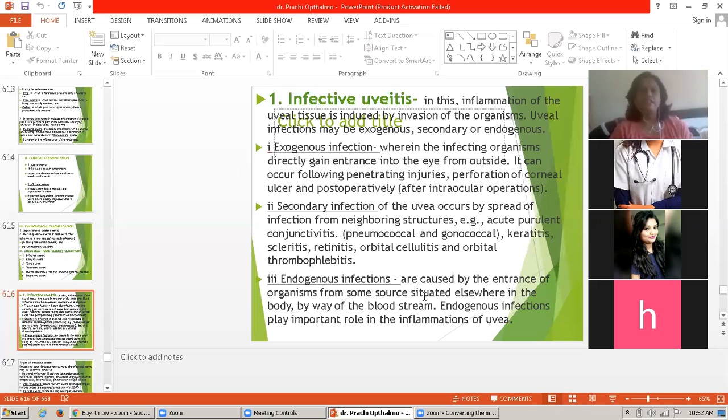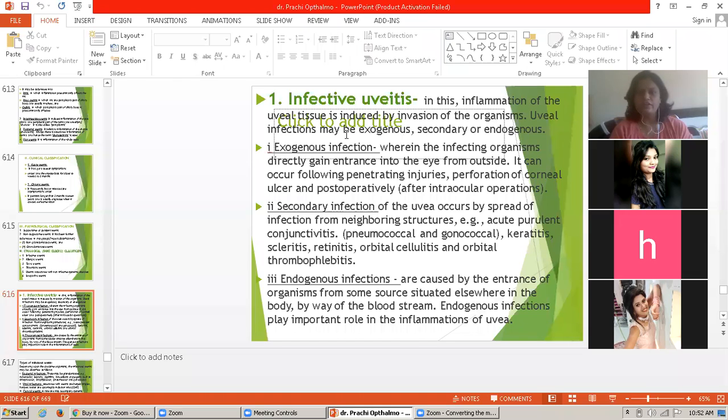When we study the details of infective uveitis, we can see that there is an inflammation of the uveal tissue induced by invasion of an organism. The uveal infection may be exogenous, secondary, or endogenous. So infective uveitis is due to the invasion of an organism. These are exogenous, secondary, or endogenous.